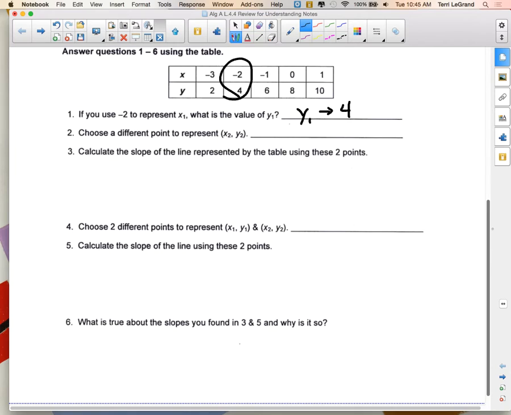5. Well, I don't think so, because remember this one right here, this -2, 4, that became our x sub 1, y sub 1. So we have 1, 2, 3, 4 other choices, right? For our other point. Okay, so which one did you want to choose, Adam? -1, 6. Okay, so -1, 6 is going to become our x sub 2, y sub 2. Okay, calculate the slope of the line represented by the table using these 2 points.